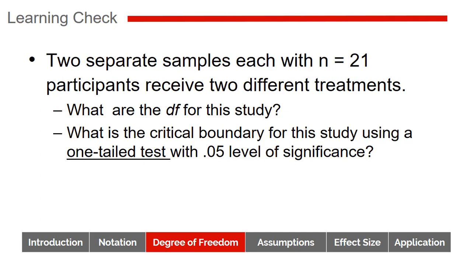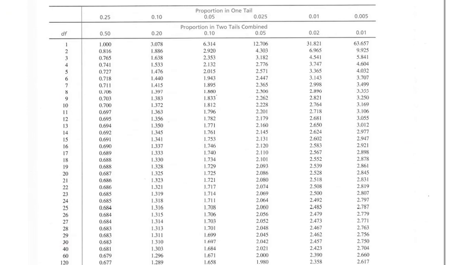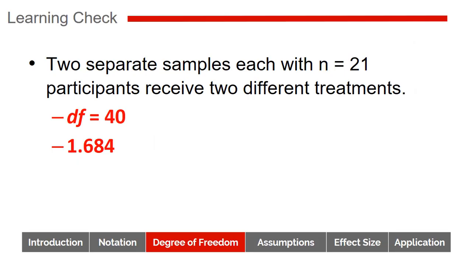But this time we're doing a one-tailed test with 0.05. So I'm going to circle the degrees of freedom of 40. I'm going to find the proportion in one tail at 0.05. And that gives us a critical boundary of 1.684. So there it is. When we had n of 21 in each group, our degrees of freedom are 40, and our critical value in this case is going to be 1.684.